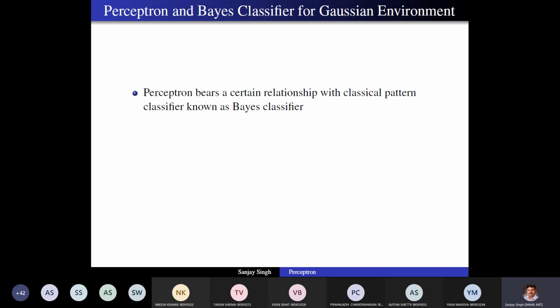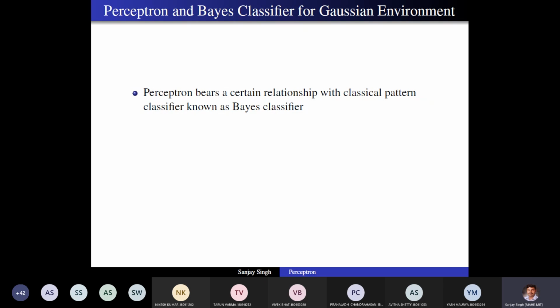So now I'm moving to a little part of this, which is to test your mathematical understanding as well. Basically there is some sort of relationship between a perceptron and a Bayes classifier for a Gaussian environment. So we want to study what the relation is between perceptron and Bayes classifier. Bayes classifier is basically a standard pattern recognition algorithm. We know that perceptron is basically a linear classifier. When I say linear classifier, it means some sort of equation like y equals mx plus c is possible to derive in the case of perceptron.